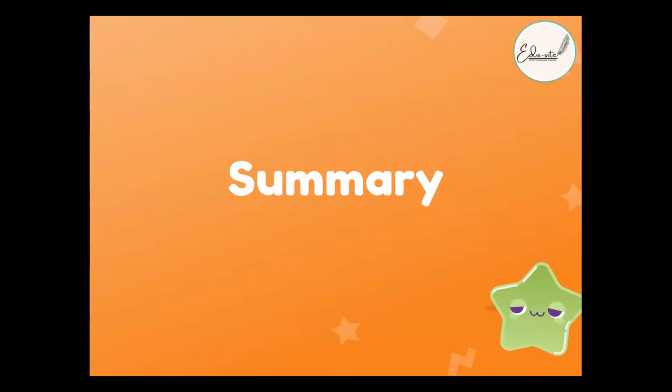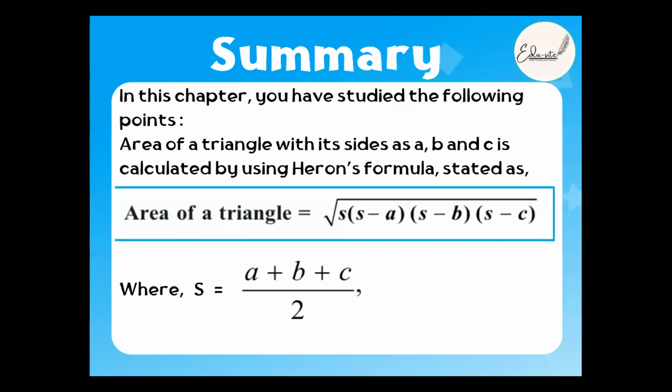So this was the chapter for today. Let's quickly summarize. Aliva, please summarize this for me. Yes, beta. Please read it. In this chapter, you have studied the following points. The area of the triangle with its sides a, b, c is calculated by using Heron's formula, which states that the area of the triangle is the square root of s into s minus a into s minus b into s minus c. This is quite an easy chapter, right?